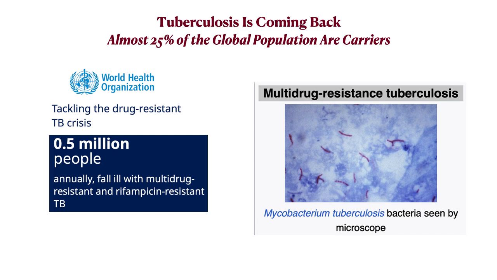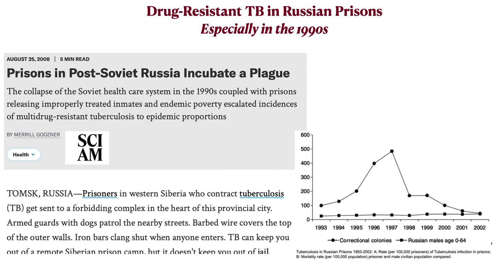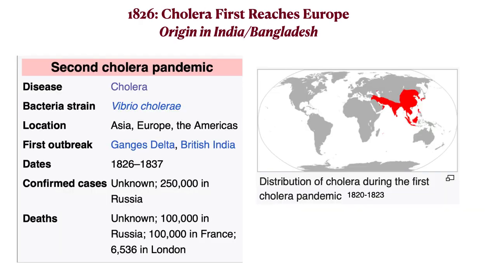And we do have this very troubling rise of multi-drug resistant tuberculosis. Like I say, it was essentially solved by antibiotics, but it's around again. In the 1990s especially, Russian prisons were considered incubators for these new, more virulent, or at least drug-resistant forms of TB. Moving on from that, though, I do want to talk about cholera.